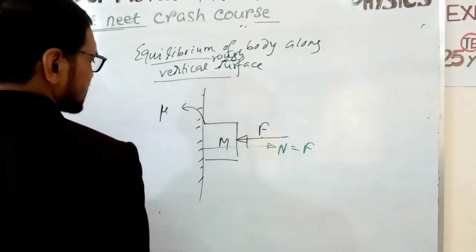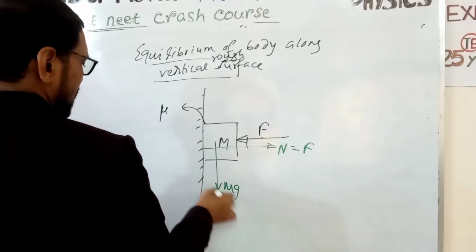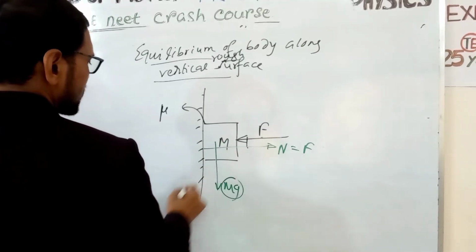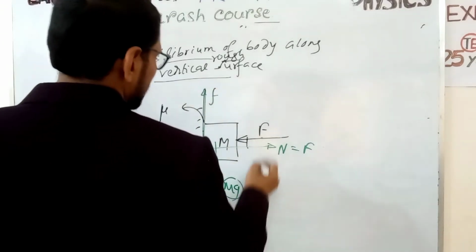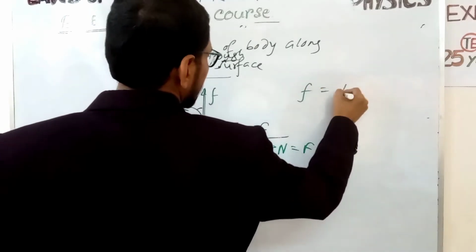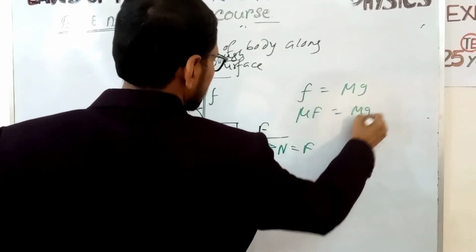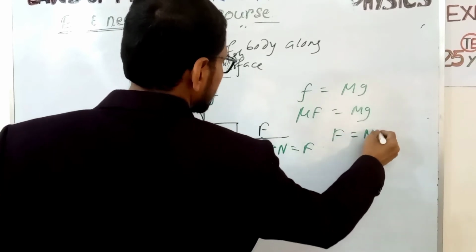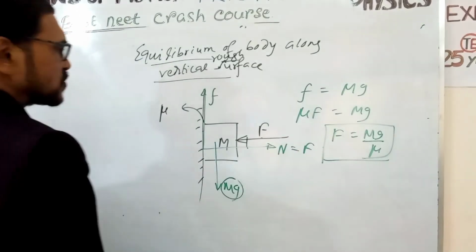So action reaction. Now the body tries to move due to its own weight, and the friction force acts in the opposite direction, preventing the motion of the body. So friction equals mg, and friction equals mu into F. So F equals mg by mu. So this is the answer. This is the force required to hold the body.